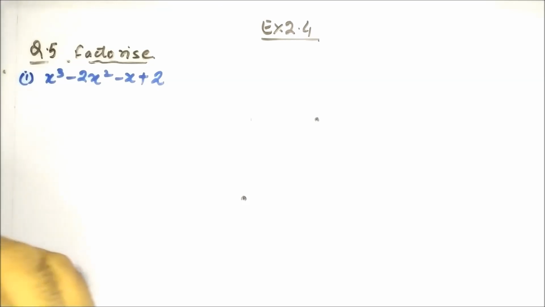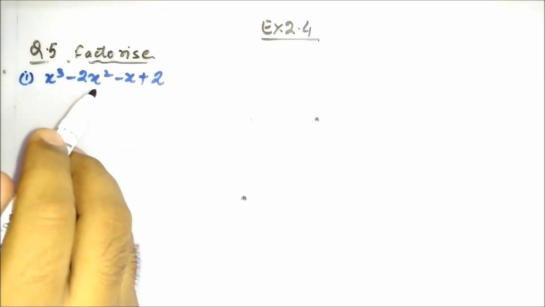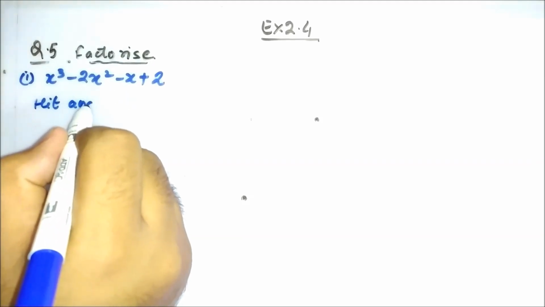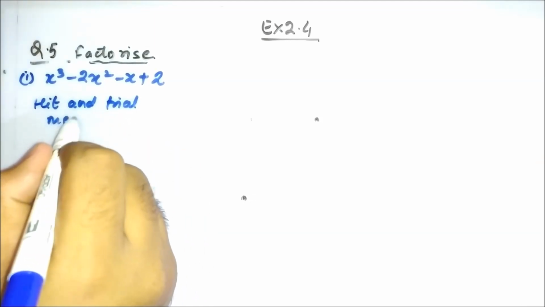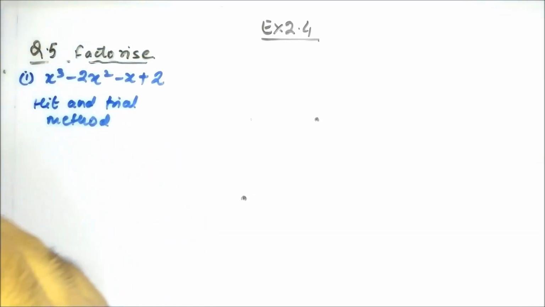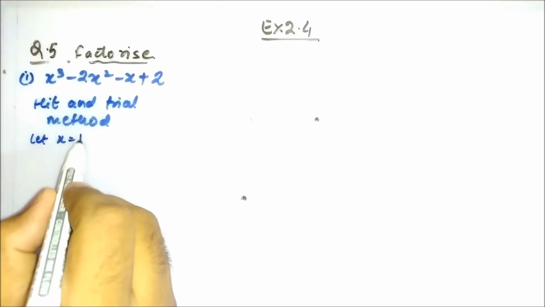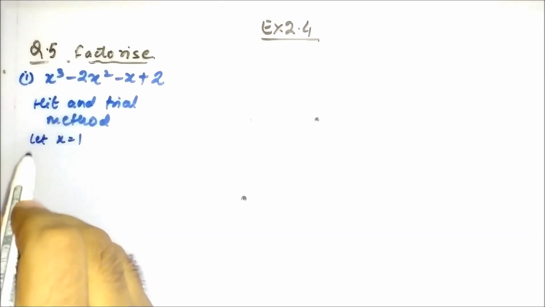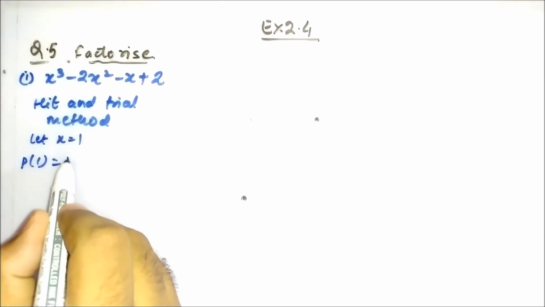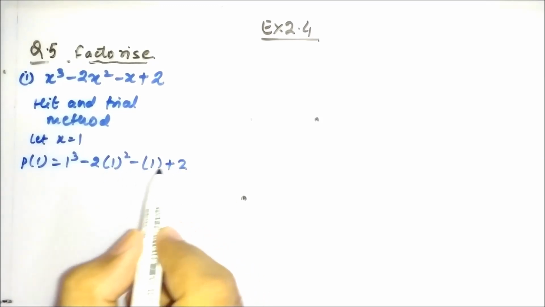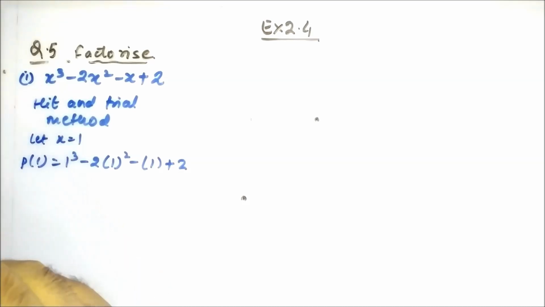Okay, now here we have this x cube minus 2x square minus x plus 2. First, we'll use hit and trial method. Hit and trial method means first we will just put the values of x as whatever we want. Suppose I take x is equal to 1. We are going to try for this. Okay, so let us take x is equal to 1. If you take x is equal to 1, we will get the value of this as p of 1 is 1 cube minus 2 into 1 square minus 1 and plus 2. I've just replaced the value of x by 1. This is just a hit and trial method. You can take any other values also, no problem.